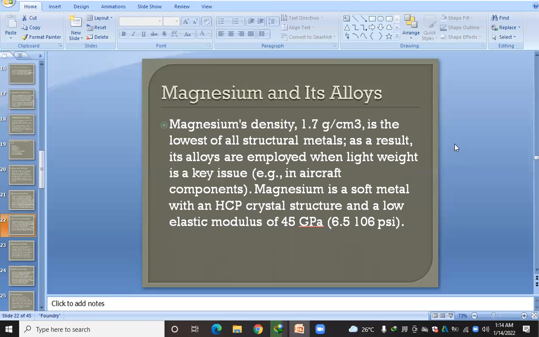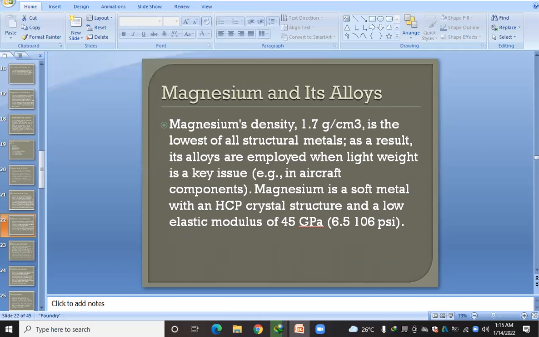Next is ang magnesium and its alloys. Magnesium's density, 1.7 g/cm³, is the lowest of all structural metals. As a result, its alloys are employed when lightweight is an issue, such as aircraft components. So dili siya kanang dako ug density. Then magnesium is a soft metal with an HCP crystal structure.